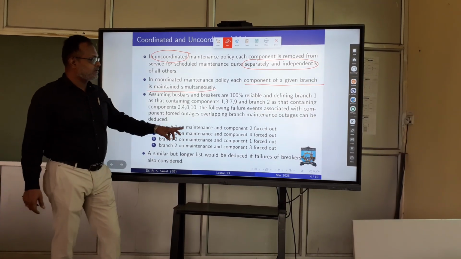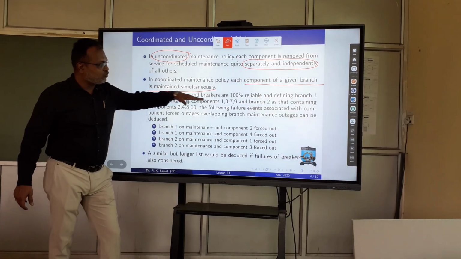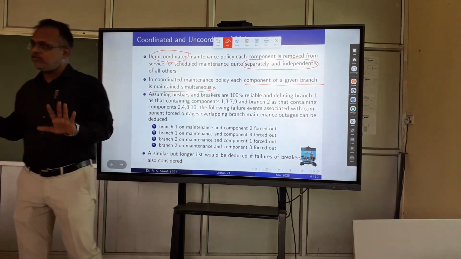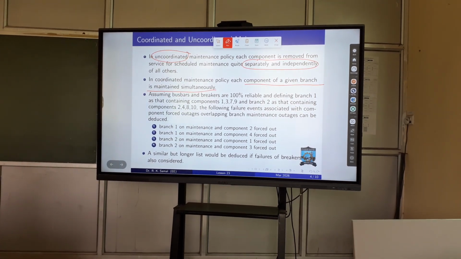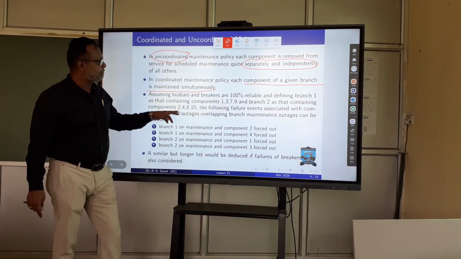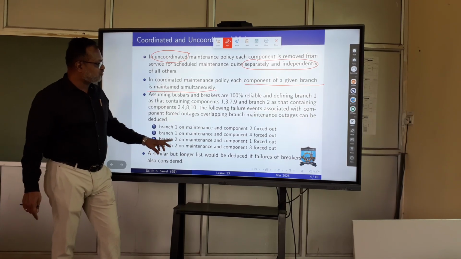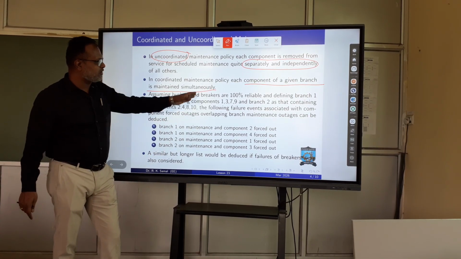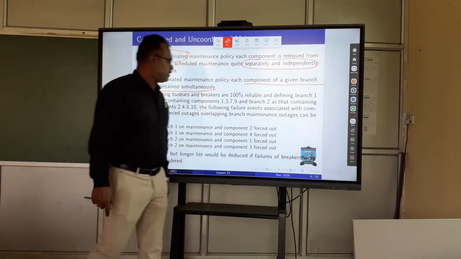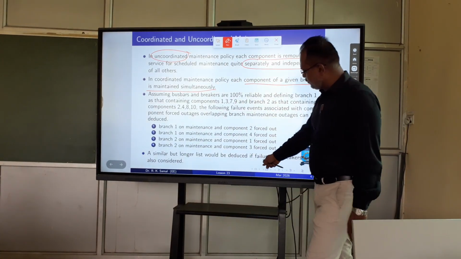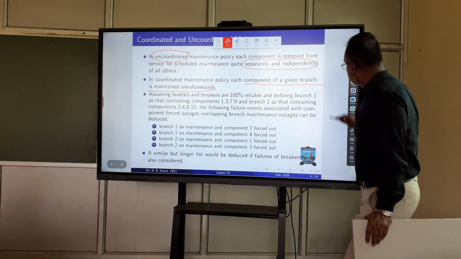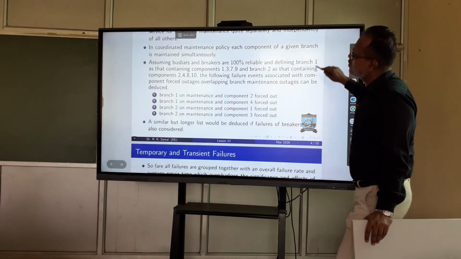Branch 1 on maintenance. Branch 1 is on maintenance, but component 2 forced out. That means both the lines are now failed. Okay. So it will result in outage. Similarly, branch 1 on maintenance, component 4 forced out. Similarly, branch 2 on maintenance, component 1 and component 2. Why? Because we are considering the bus bars and breakers to be 100% reliable. So only this many. This would be longer if we consider breakers and bus bars. This is the second point, coordinated and uncoordinated.